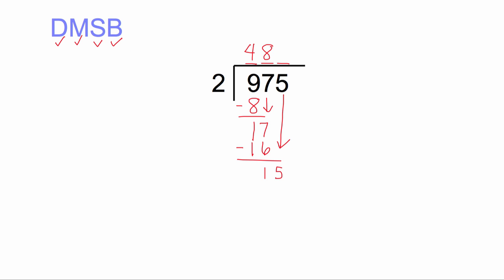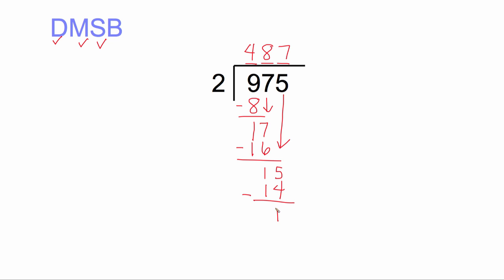Let's move to our final parking space. How many times can 2 go into 15? 2 goes into 15 7 times. 2 times 7 is 14. We then subtract, and get 1. Then we bring down. We have nothing to bring down, so we are finished.